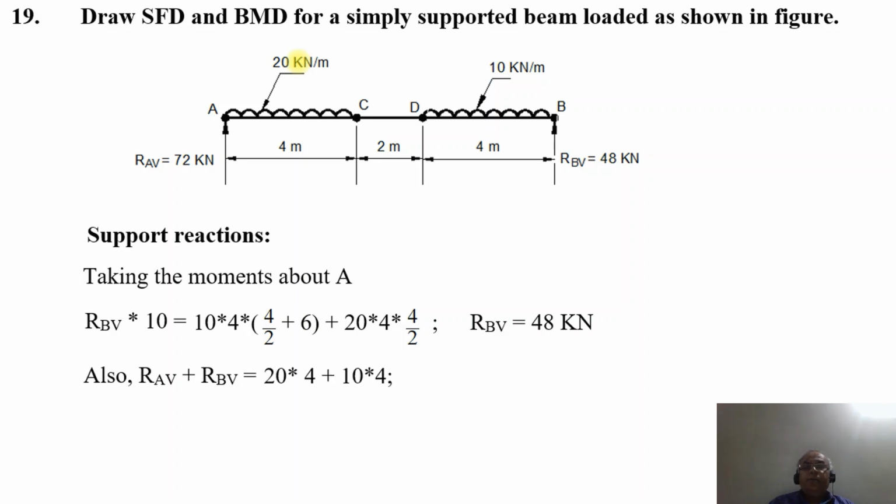So 20 into 4 plus, in this case, 10 kilonewton per meter, therefore 10 into 4. On simplification, 20 into 4 is 80 plus 40, it becomes 120. So RAV plus RBV is 120. Taking RBV to the right hand side, you get minus 48. So RAV will be equal to 72 kilonewton, and now the beam is in equilibrium condition. Therefore RAV is equal to 72 kilonewton.